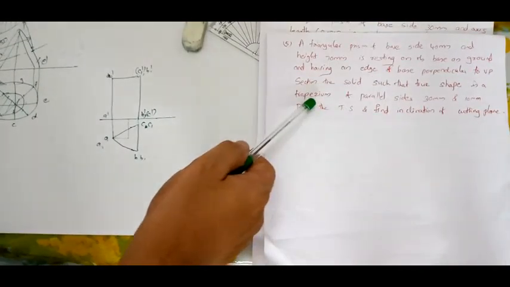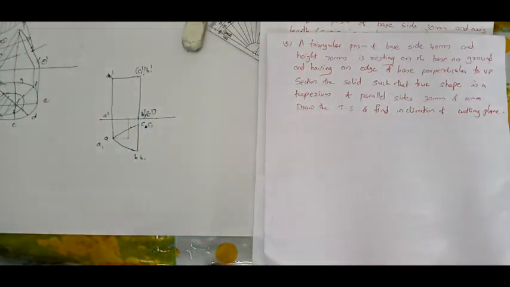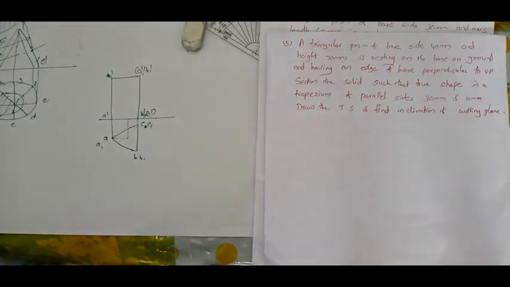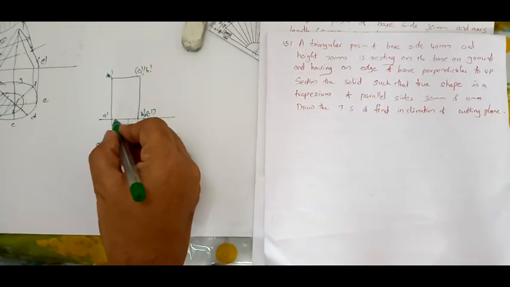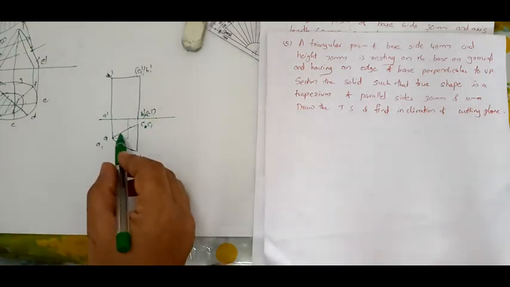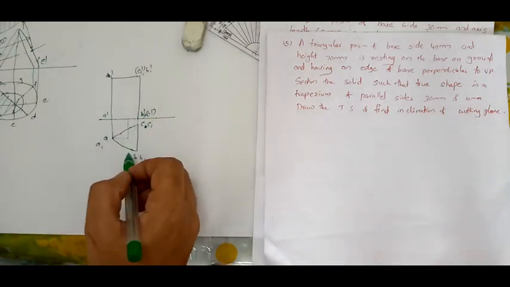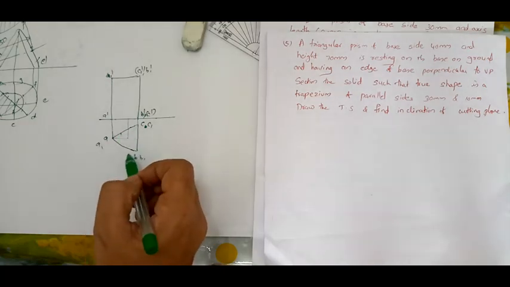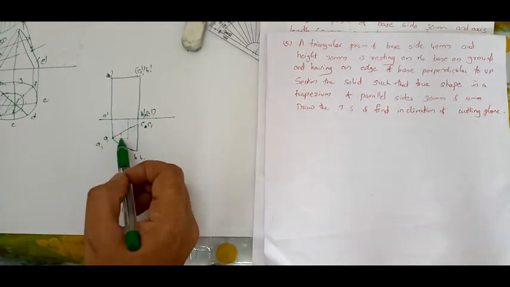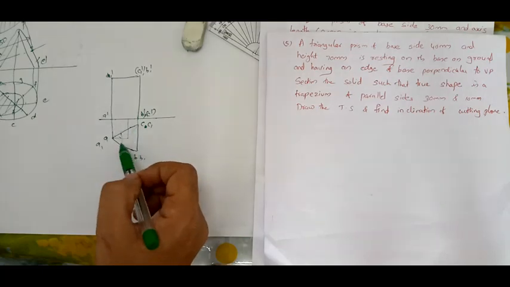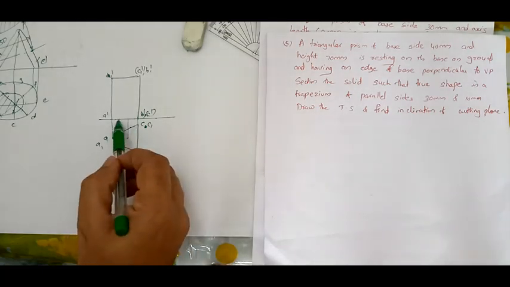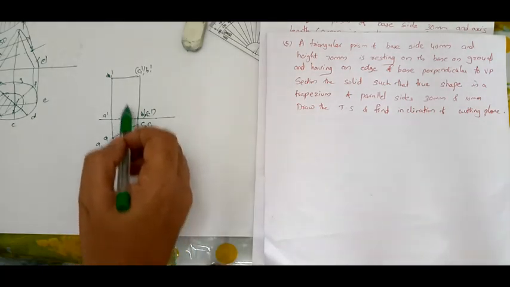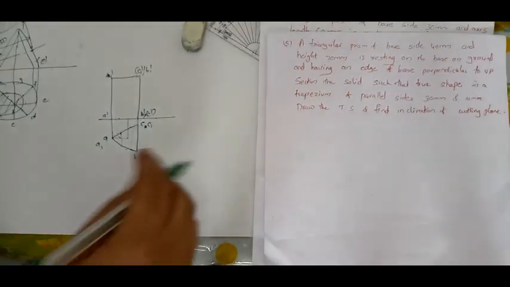So, cutting a section plane such that the true shape is a trapezium. So you have to get a trapezium. Trapezium means you have to cut on this triangle, you can obtain a trapezium. So for that, one section plane should be on the bottom base and the other should be on the top base. So I will show you how we will be drawing it.